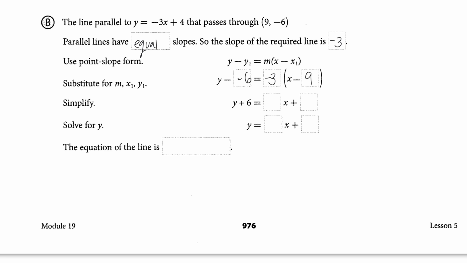Then we will simplify. Minus a negative is the same thing as adding a positive. -3 times x is -3x. And -3 times -9 is +27. Then if we subtract the 6 from both sides, that leaves us with 21. The equation of the line is y equals -3x plus 21.